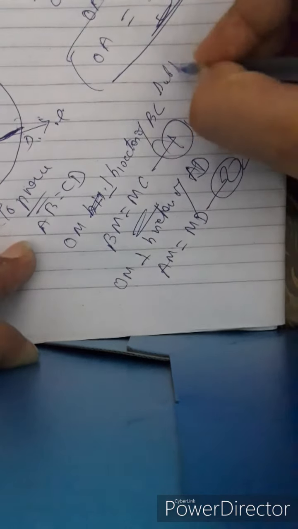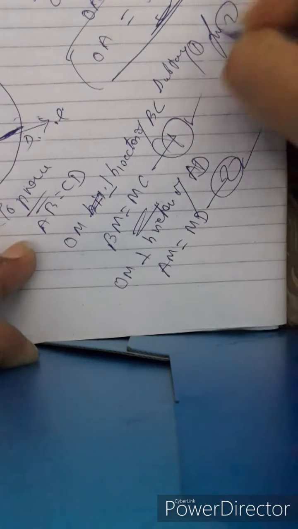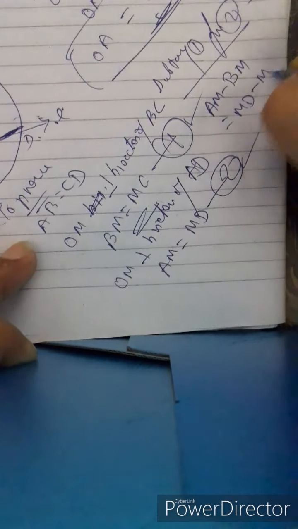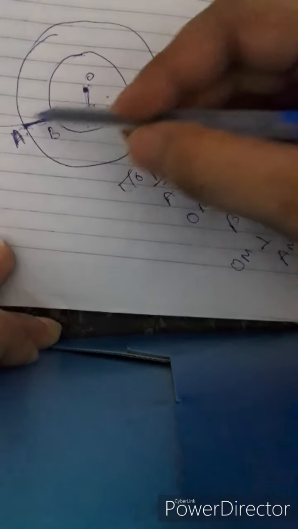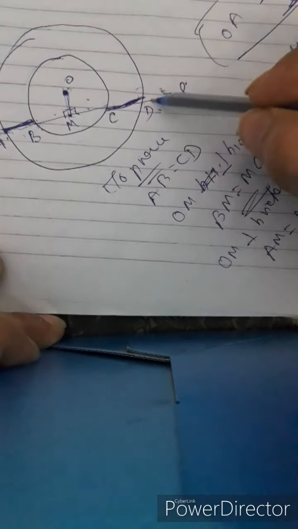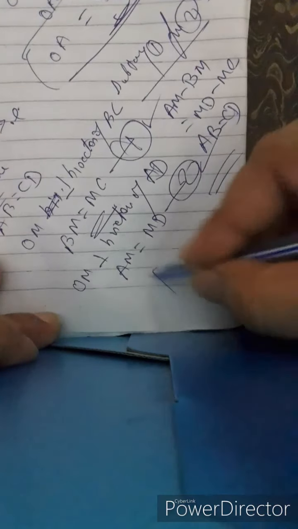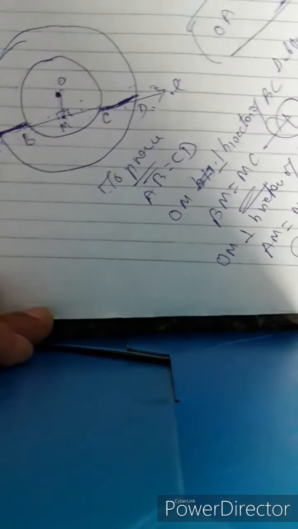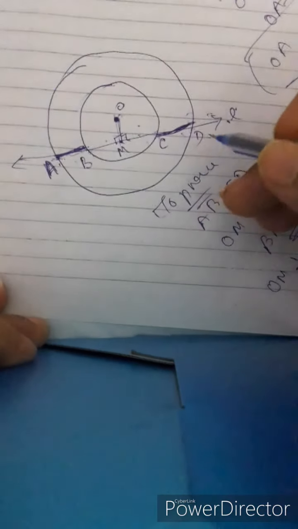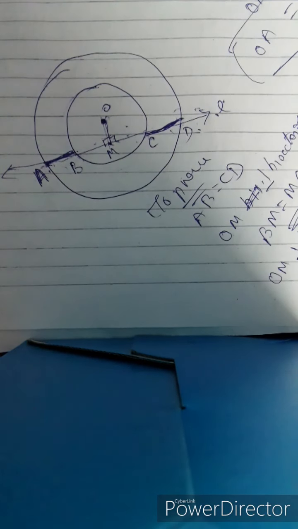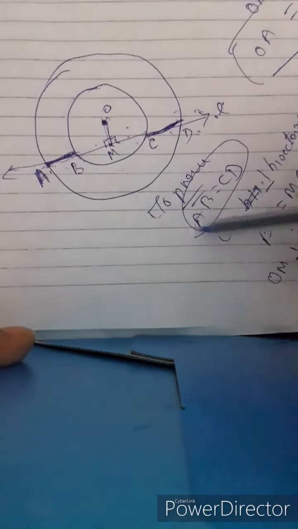Now subtracting 1 from 2, AM minus BM equals MD minus MC. AM minus BM is AB and MD minus MC is CD. So AB equals CD, hence proved. I hope you got this problem. It is very simple. We just proved it by the main theorem which we proved earlier. We had to prove AB equals CD, hence we proved it.